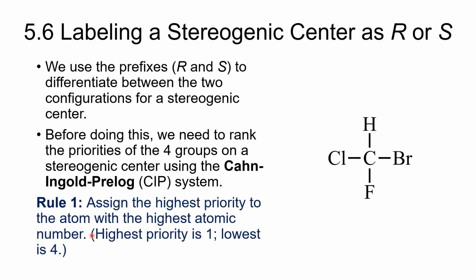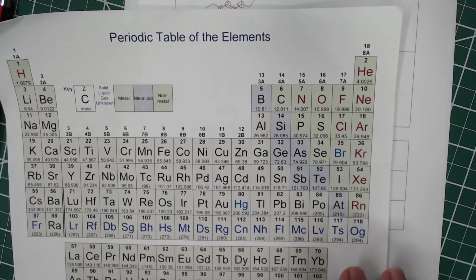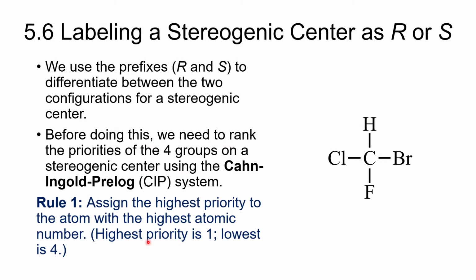The highest priority is going to get the number 1, and the lowest priority is going to get the number 4, and you just work your way down. Since these are 4 different atoms, this is pretty easy. I'm going to go over to my periodic table. Our 4 different elements that are attached here are bromine, fluorine, chlorine, and hydrogen.